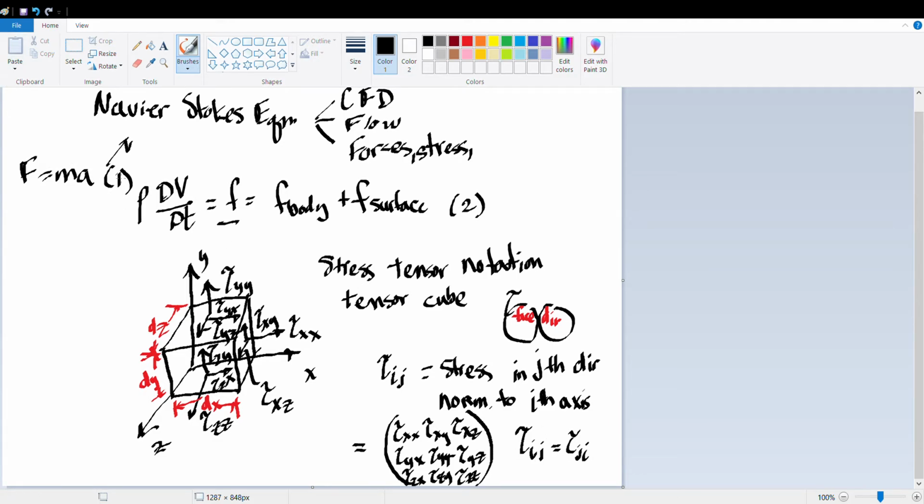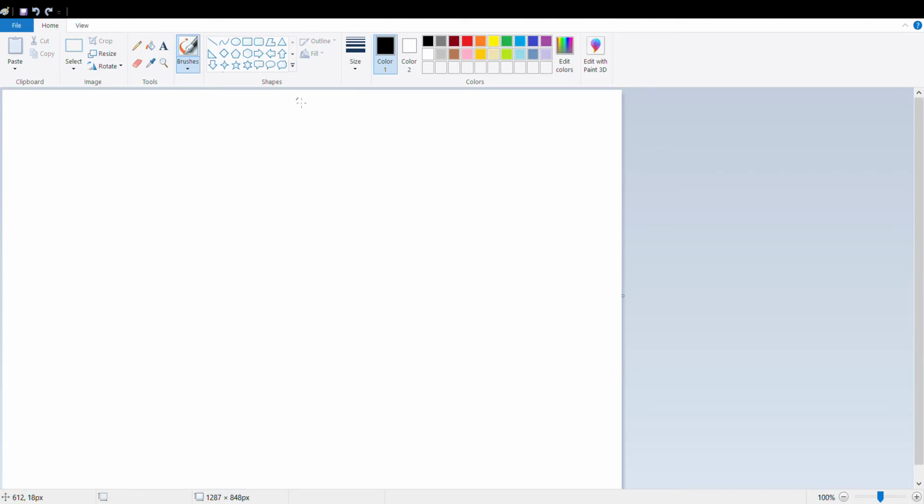Okay, so let's start a new sheet here. Maybe I'll save this. Why not? We'll call it S1. All right, we have a new sheet. Let me change the color here, just to give you a little bit of variety.